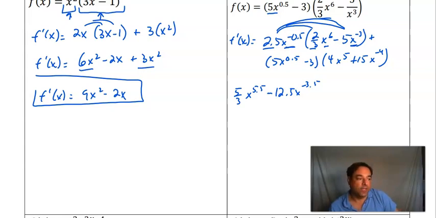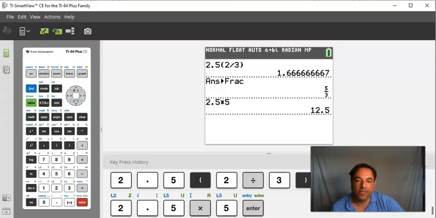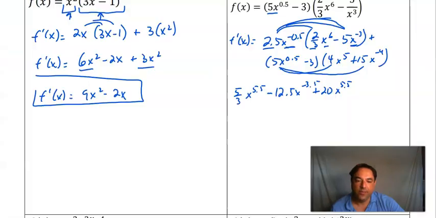Then here, we're going to have a lot of distributing going on. 5 times 4x to the fifth. That one's going to be 5 times 4 is 20. Add the exponents, x to the 5.5. 5 times 15 is 75, but again, if you need your calculator, 5 times 15 is 75. So that is plus 75. Add the exponents, x to the 0.5, x to the negative 4 is x to the negative 3.5.